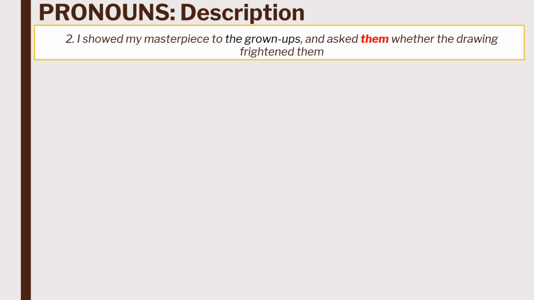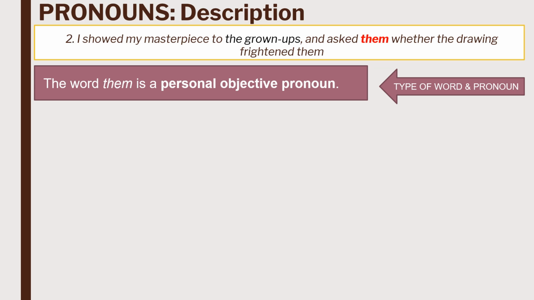Let's describe the second sentence. The second sentence reads as follows. I showed my masterpiece to the grown-ups and asked them whether the drawing frightened them. Remember that firstly we have to include the type of word and type of pronoun it is. In this case, the word them is a personal objective pronoun.